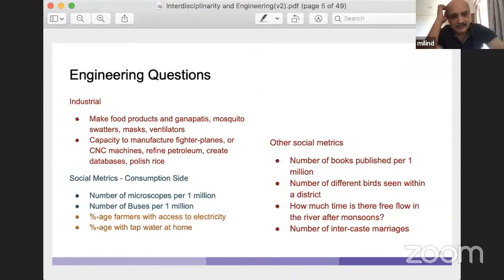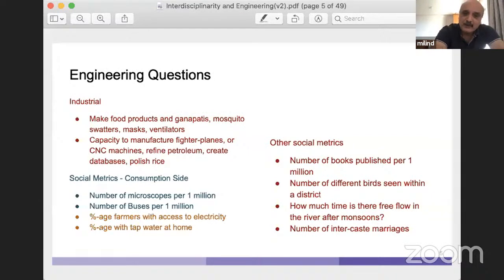Let me begin with the first question: what is engineering? How do we measure it? The answer is, in newspapers, we will see that it's measured by production. So industrial production, manufacturing, how much food products we make, including Ganpati idols, mosquito swatters, and in recent times, of course, masks, ventilators, PPEs, and so on.